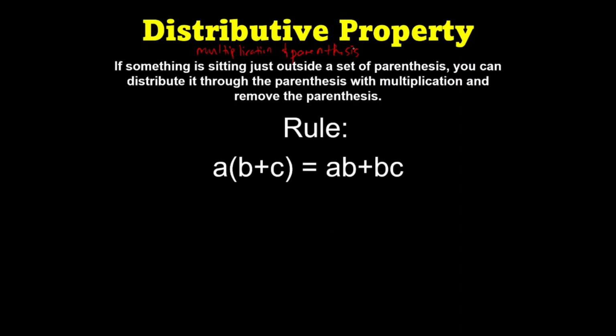Ang rule niya, let's say for example, A times (B plus C) is equal to, didistribute lang natin by multiplication. So A, i-distribute mo kay B, i-distribute mo din kay C. So ang magiging sagot niya ay A times B plus, kung ano yung symbol nung nasa parenthesis, A times C. So, A times B plus A times C.